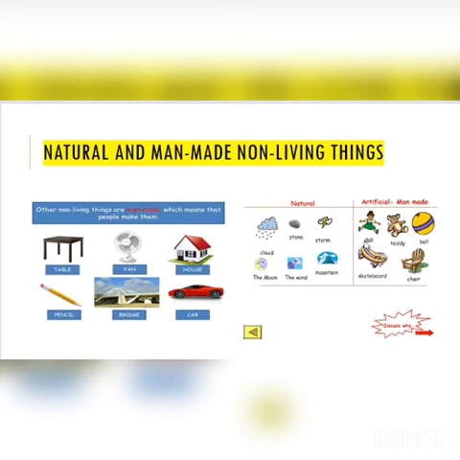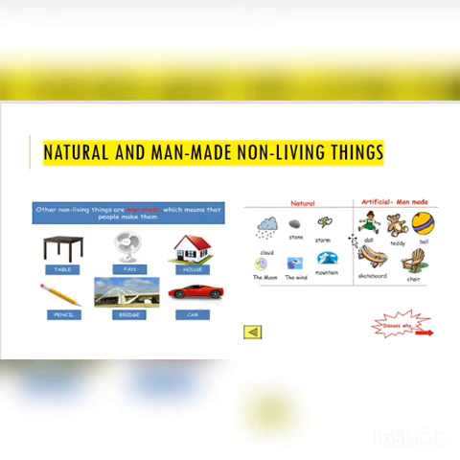Now, natural and man-made non-living things. Natural things are those things that are present naturally. They are Allah made. Now, the next thing is man-made. Man-made are those things that are made by humans.